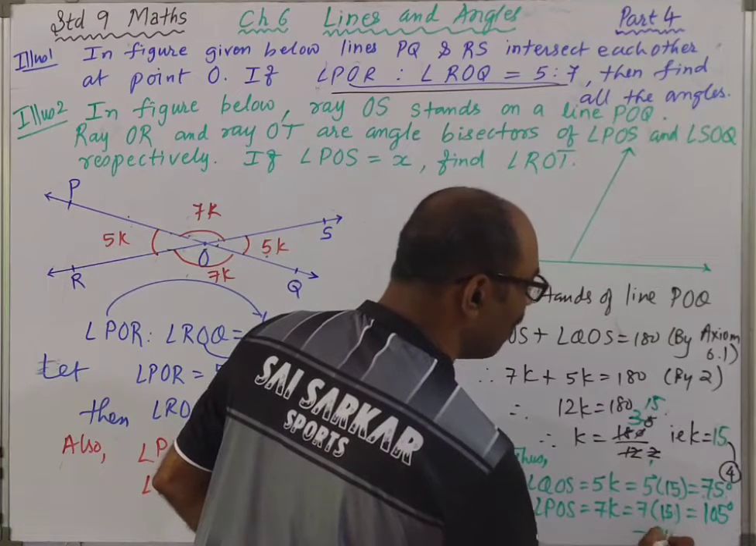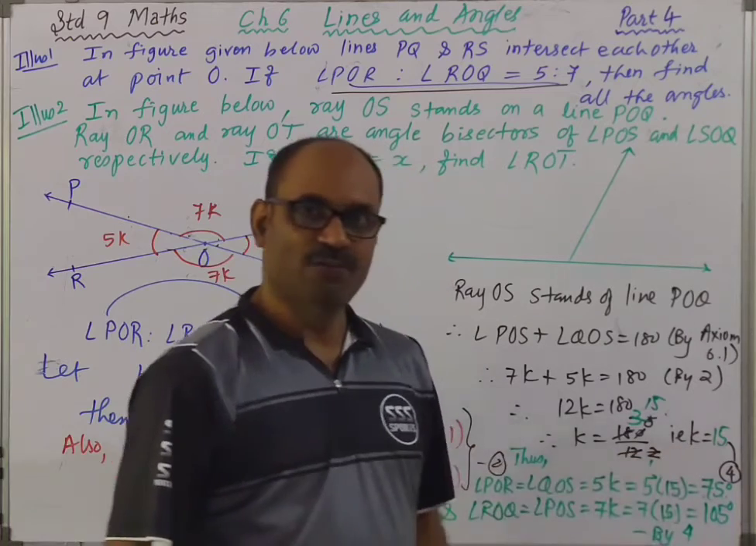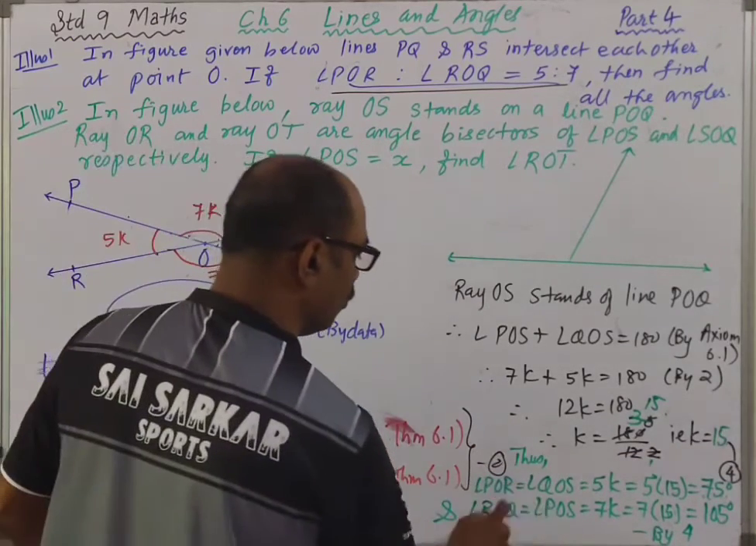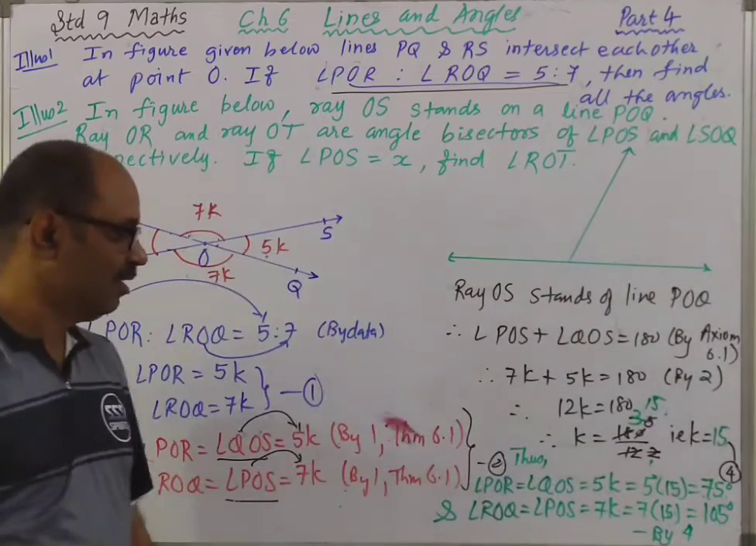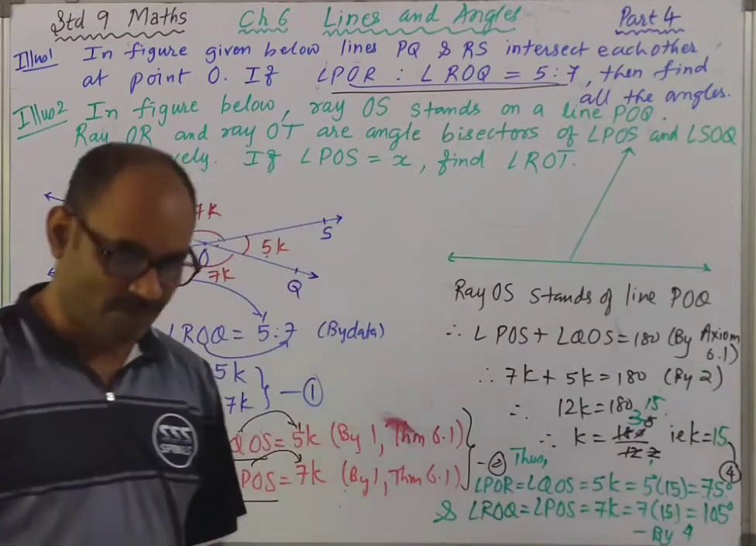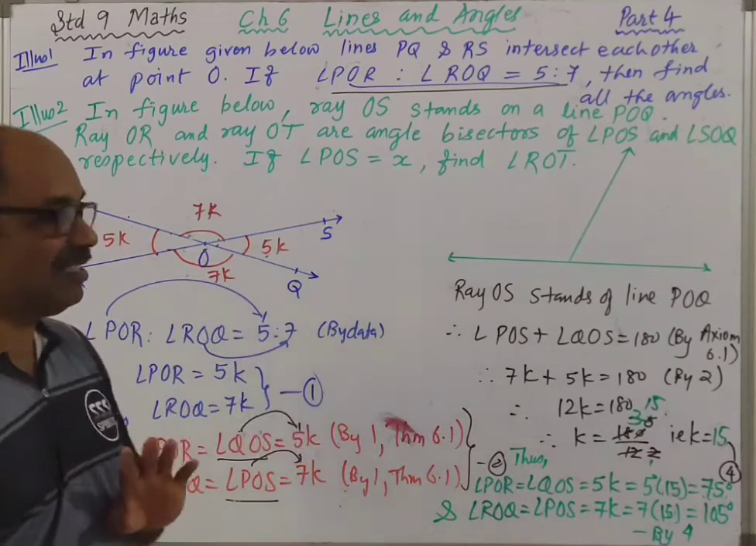All right. By 4. You picked up this value of 15 from 4. So that's how you got the measures of all 4 angles. These two are 75 each and these two are 105 degrees each. Got it? So moving on to the next one now.